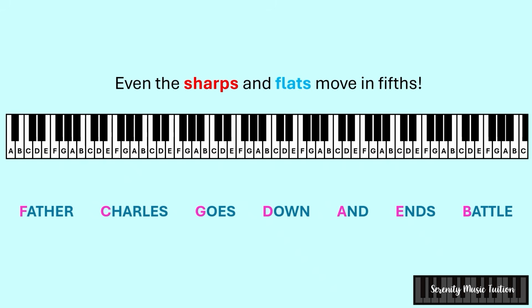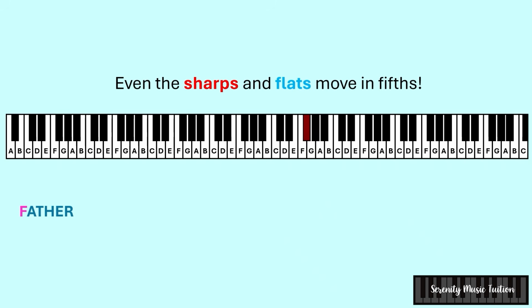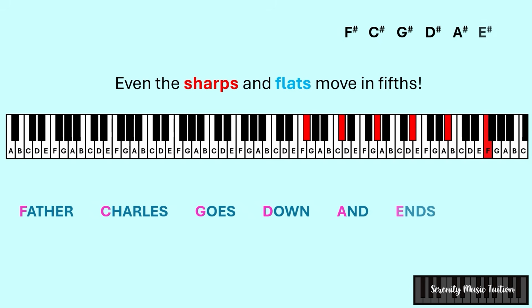We can use the mnemonic Father Charles goes down and ends battle to remember the order of sharps. We start with F sharp. We move 7 semitones to the right to find our next sharp, which is C sharp. We move 7 semitones or a perfect fifth to the right to find G sharp, and again for D sharp, and again for A sharp, again for E sharp, and finally to B sharp.